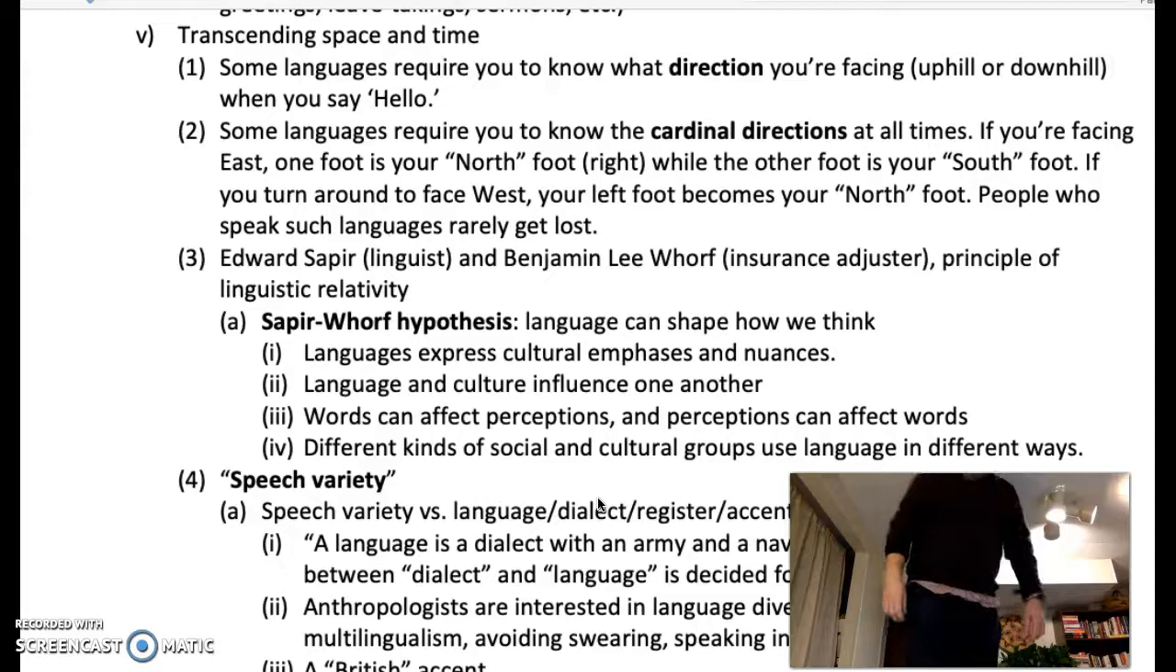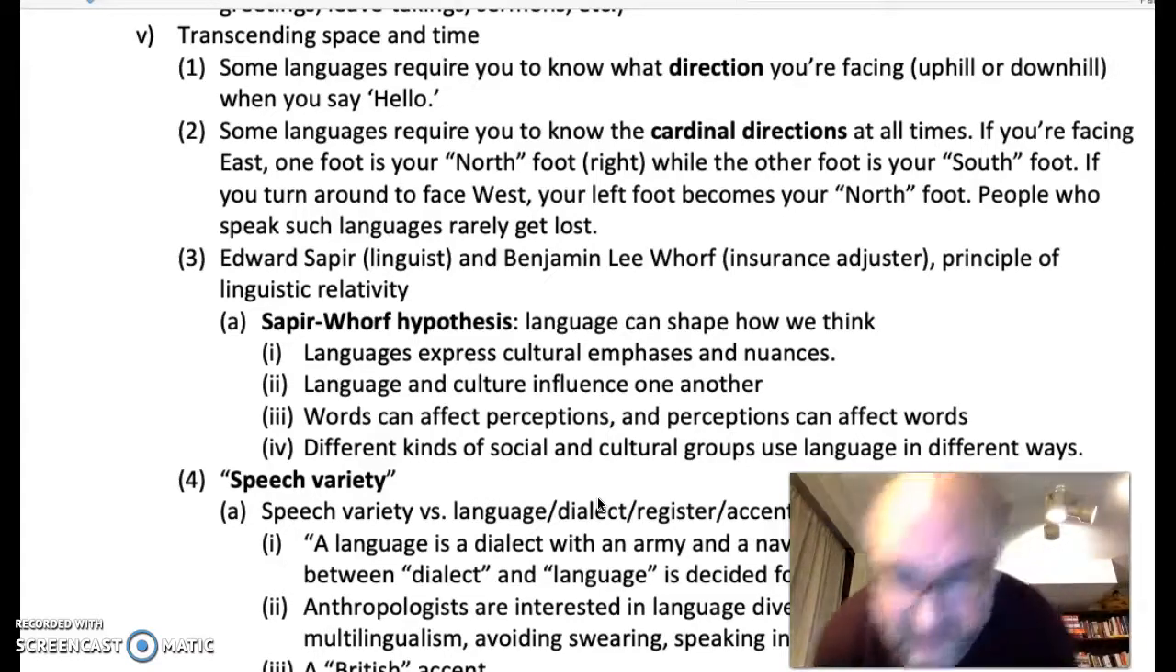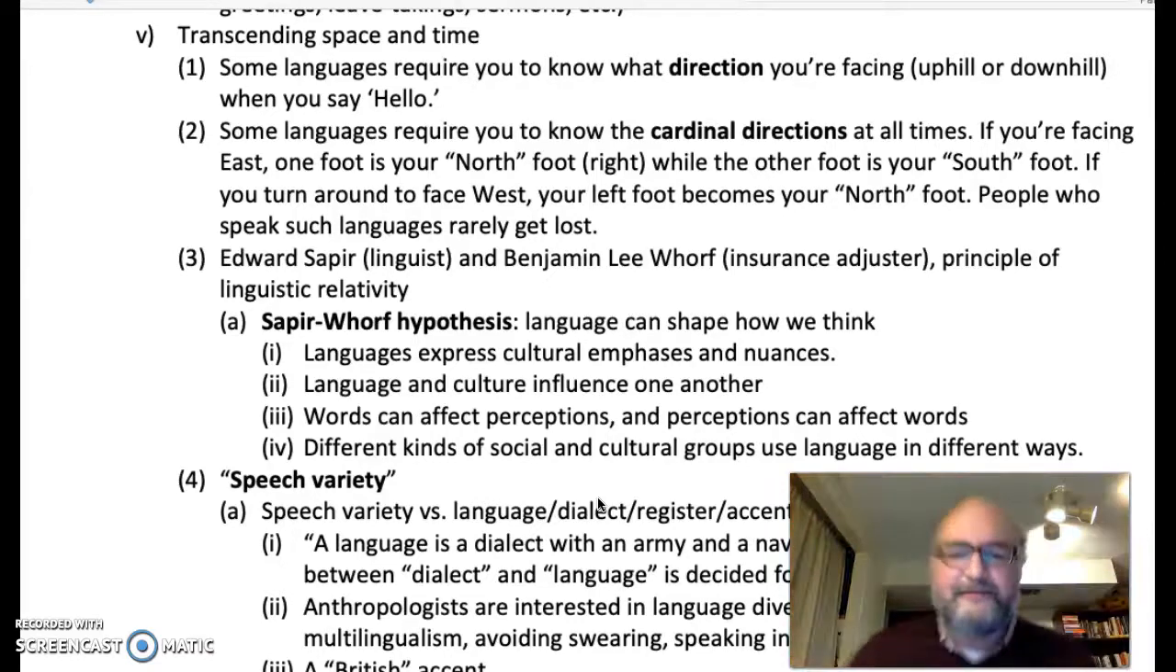Isn't that crazy? So you always know in these languages exactly where you fit in relation to north, south, east, and west. Understandably, I should have put up a big picture for that. Sorry, you're looking at a little tiny picture of me. In any case, these are languages where people don't get lost. Transcending space and time. Yes.